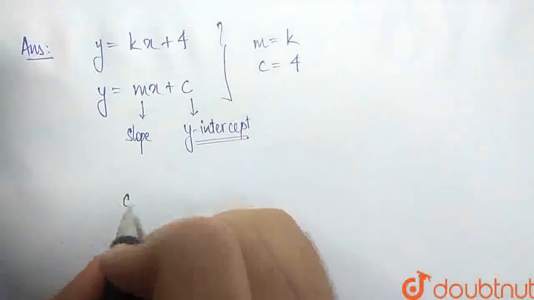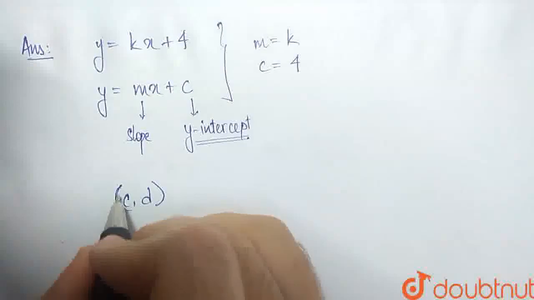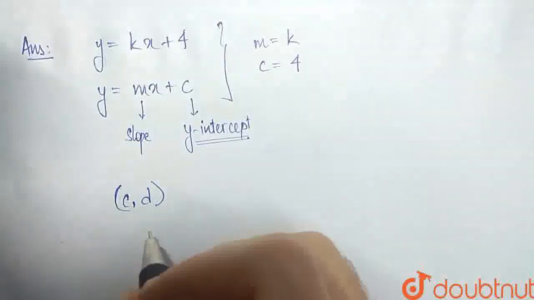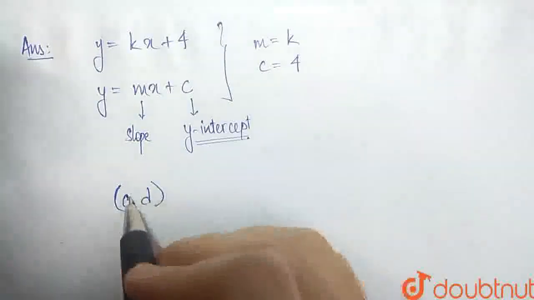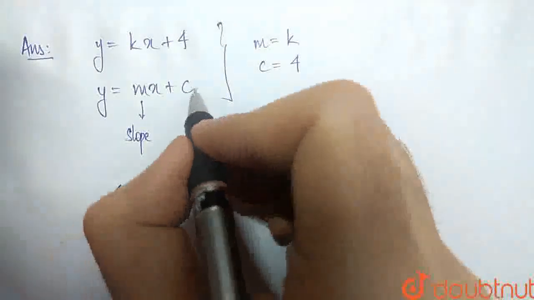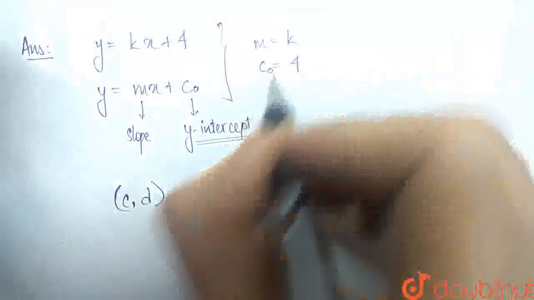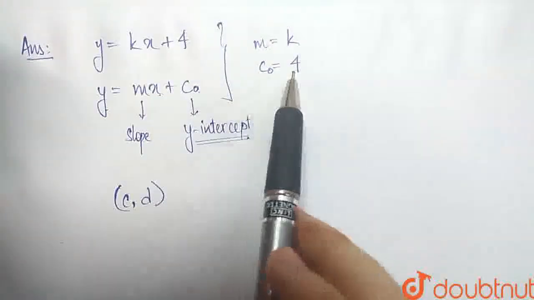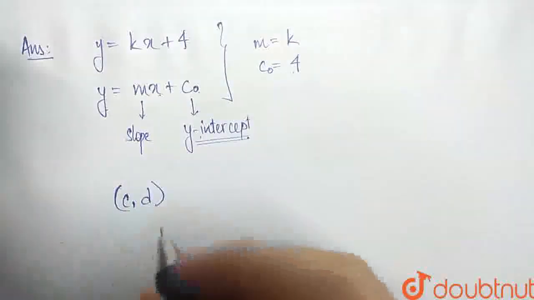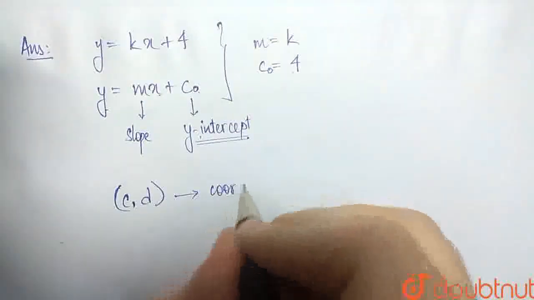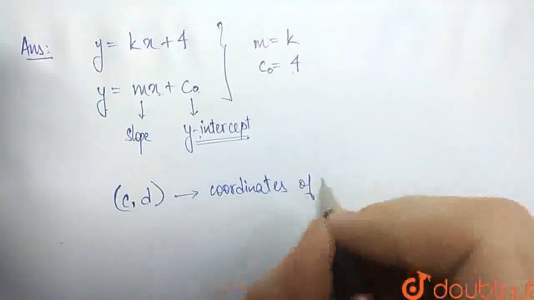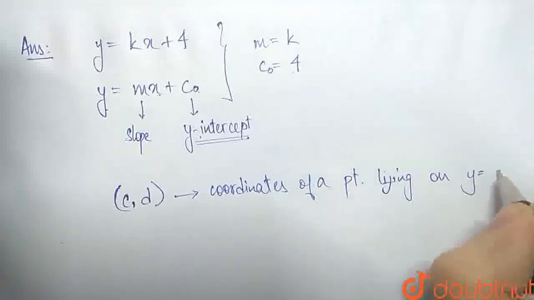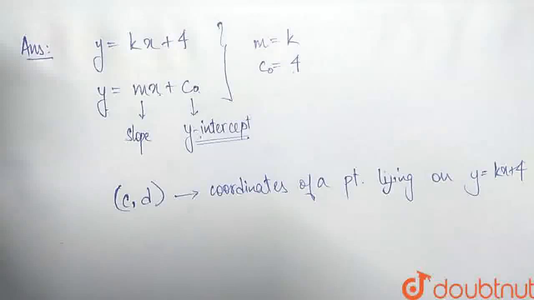Now we need to find the slope of this line in terms of c and d, where c and d are the coordinates of a point lying on this line. This c is not to be confused with the y-intercept here, so I'll rename it to c naught just to keep them separate. So y equals mx plus c naught, where c naught is 4 and is the y-intercept. c and d is just the coordinates of a point lying on y equals kx plus 4.